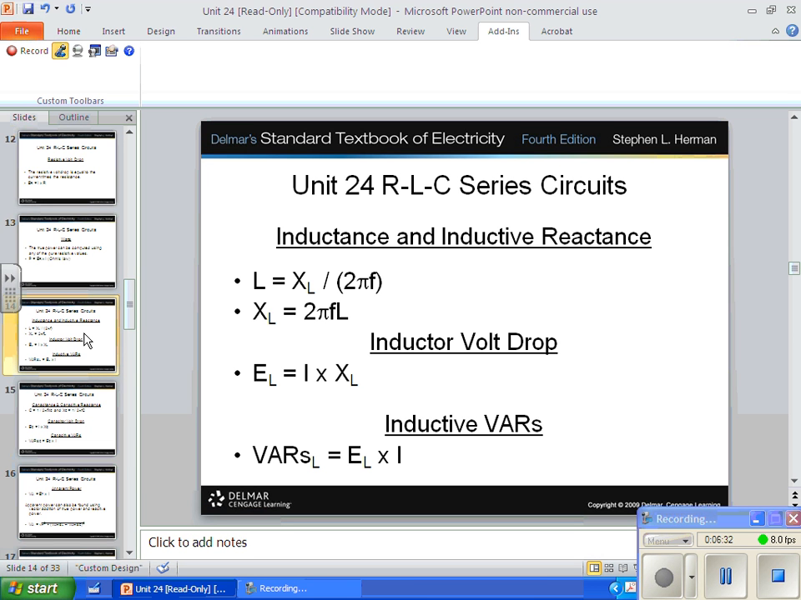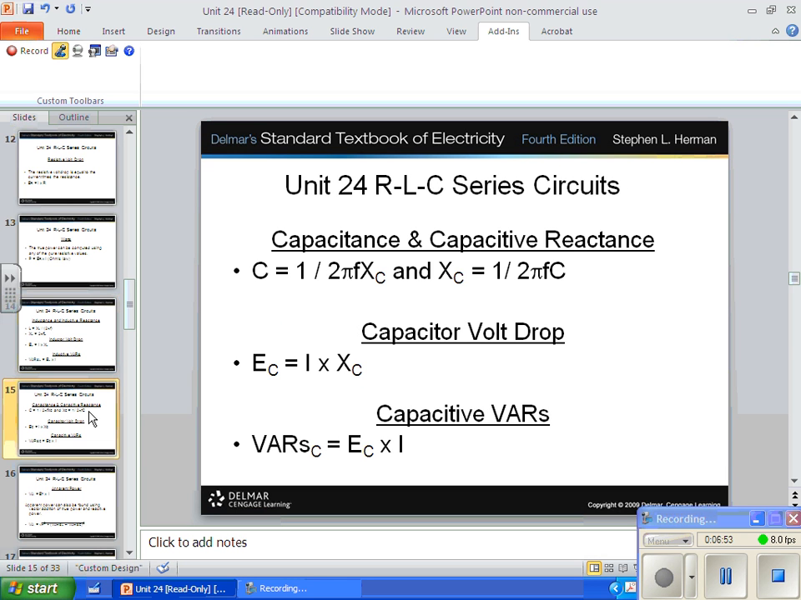Okay, we all know all this good stuff that X sub L is 2 pi FL and X sub C is 1 over 2 pi FC, right? So one is almost the reciprocal of the other, right? Multiply them together, you get a 1, right? What's that 1 called? That's called unity. When they're equal, that is. Okay.